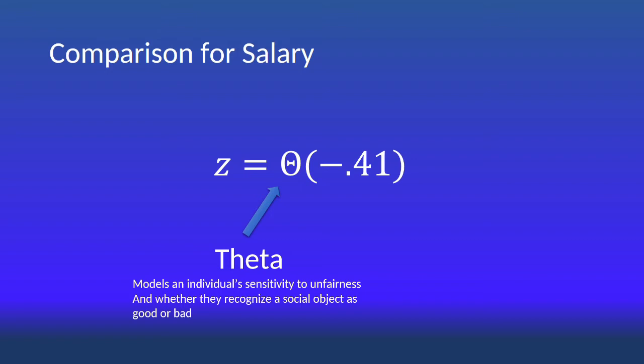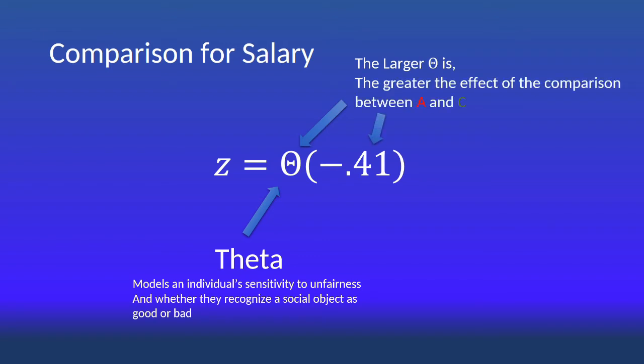The absolute value of theta models how sensitive someone is to unfairness. This value is larger for people who are more sensitive to unfairness. The larger the absolute value of theta gets, the larger the impact of an unequal ratio of A to C will be. To put that in practical terms, some people are very sensitive to minor injustices. It doesn't take much for them to complain. On the other hand, there are people who are much less sensitive and will tolerate seemingly large injustices. The absolute value of theta models this psychological phenomenon.